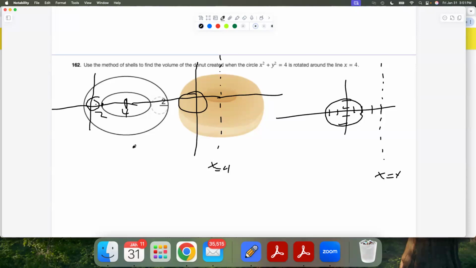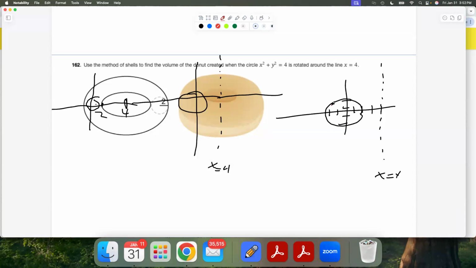Okay. Let's do it with shells. I think we can do it with shells. Yeah, I think it's going to be nasty either way. Don't think this is going to be a fun problem. That's why it's one of the later problems.